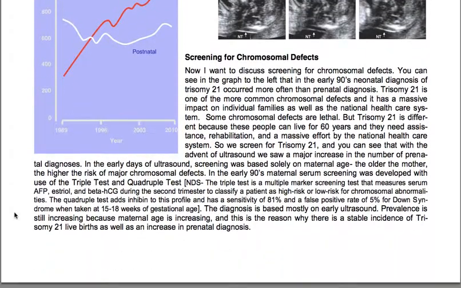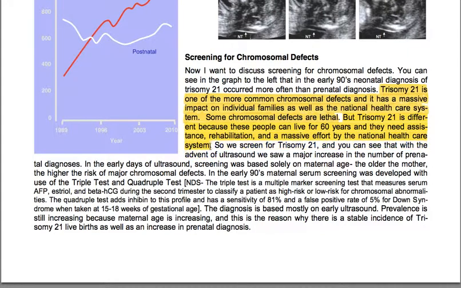We also have screening for chromosomal defects. Trisomy 21 is one of the more common chromosomal defects, and it has a massive impact on individual families as well as the national healthcare system. Some chromosomal defects are lethal, but trisomy 21 is different because these people can live for 60 years and they need assistance, rehabilitation, and a massive effort by the national healthcare system.